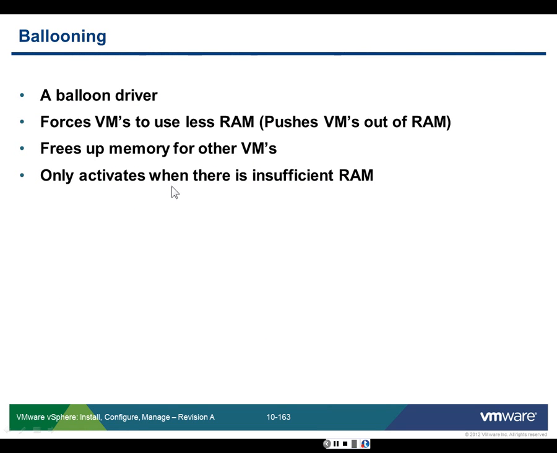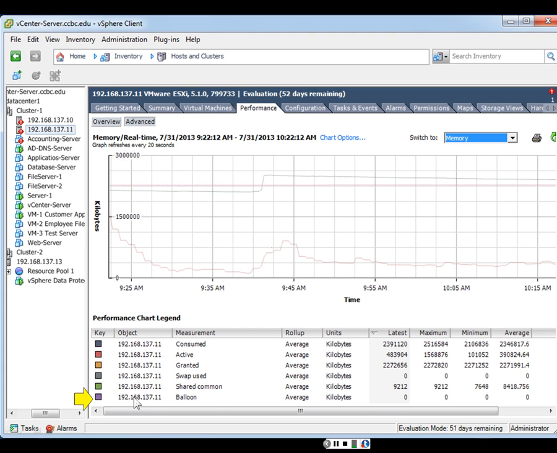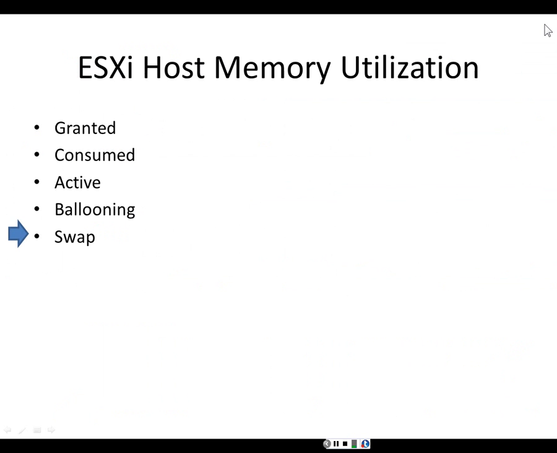Ballooning only kicks in when there is insufficient RAM, so we certainly hope that there will not be any ballooning activity. If ballooning activity is high, that indicates an insufficient amount of memory. And if we look at our example right here, we see that in this example, ballooning activity is 0. So that indicates that we are not in the danger threshold when it comes to insufficient RAM.